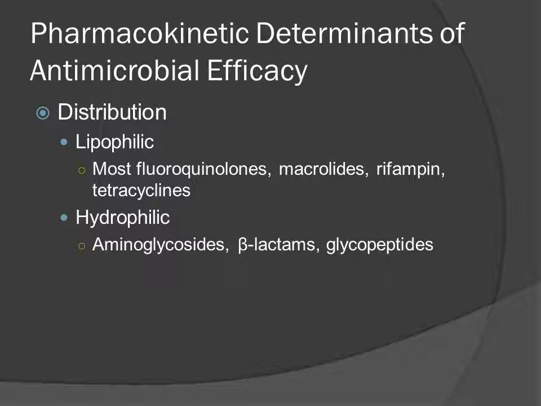What also helps with activity is where the antibiotic is distributed to. Does it stay in the blood system, or does it get separated into the fatty tissues? For distribution, lipophilic ones will be more likely to penetrate tissues. That would be fluoroquinolones, macrolides, rifampin, and tetracyclines. Whereas more hydrophilic ones, aminoglycosides, beta-lactams, and glycopeptides, which is vancomycin, tend to stay in the serum more.